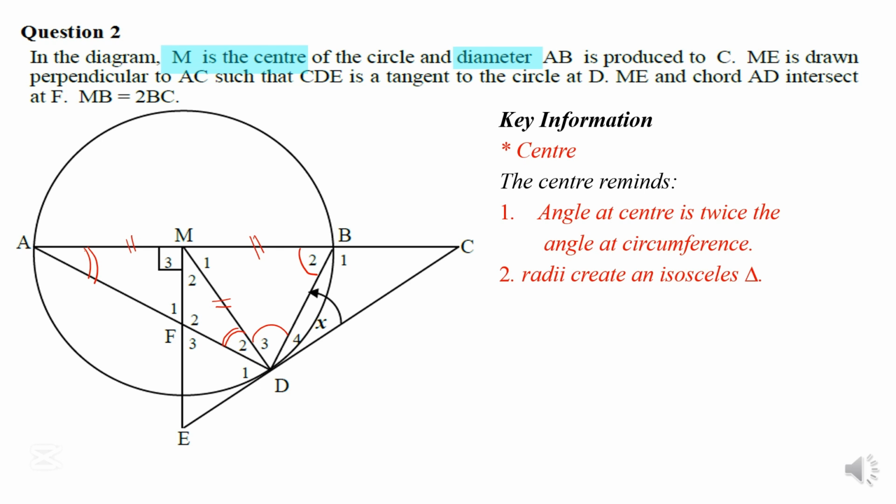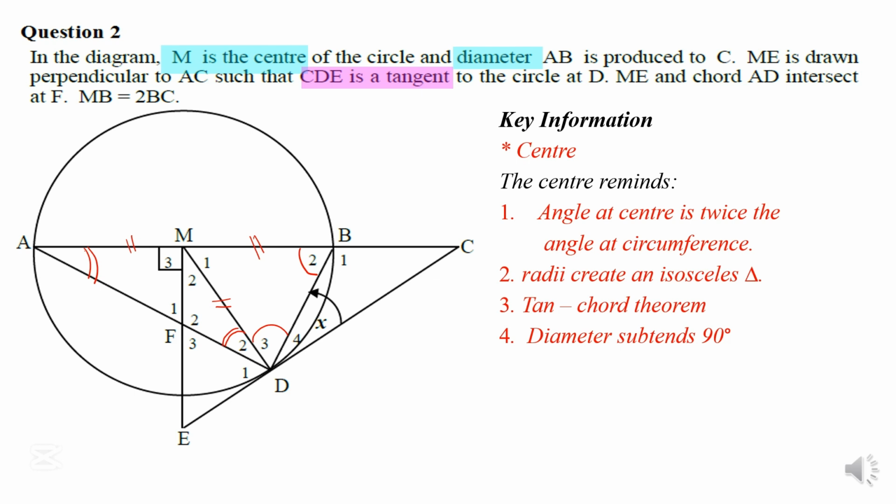The next one is diameter. We know about the diameter. The diameter subtends an angle of 90 degrees. So in our diagram, we can see that at point D, D2 plus D3 is equal to 90 degrees because the diameter subtends a 90-degree angle. What else do we have? We have CDE, which is a tangent.